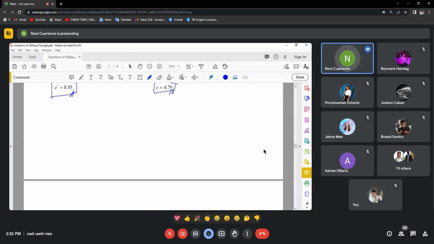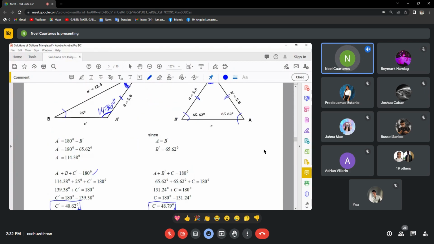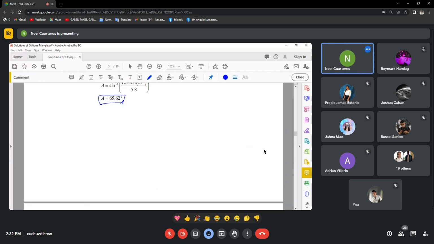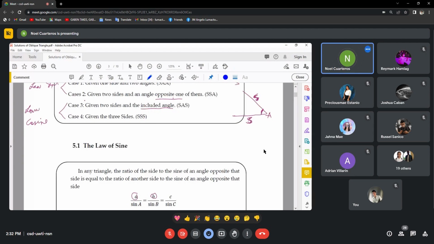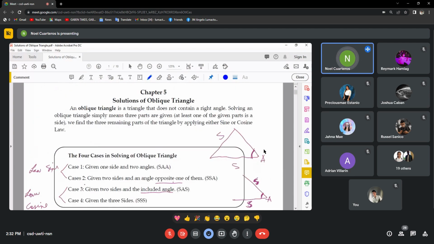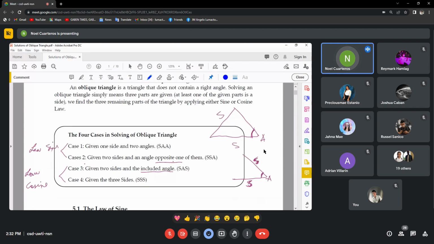Okay, for another example for this chapter or topic, what we will do is solve case number 3 and case number 4 using the law of cosine. In case number 3, given two sides and the included angle, the two given sides are the adjacent sides of our angle. In case number 4, all sides are given.